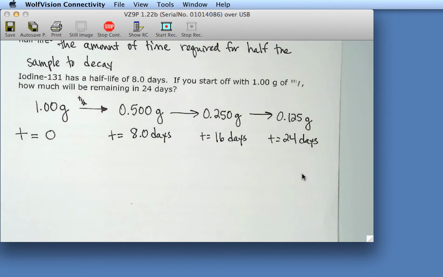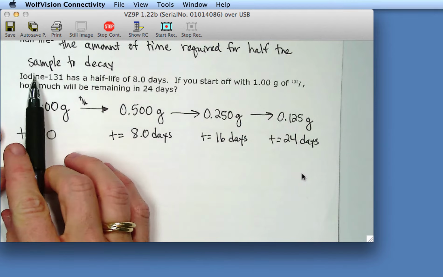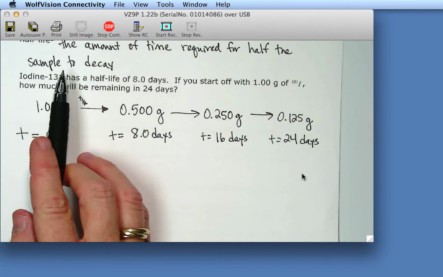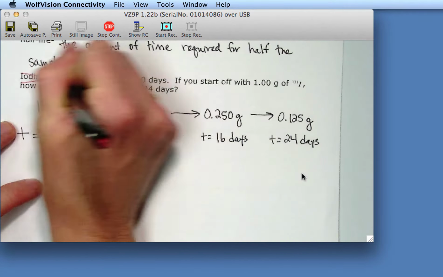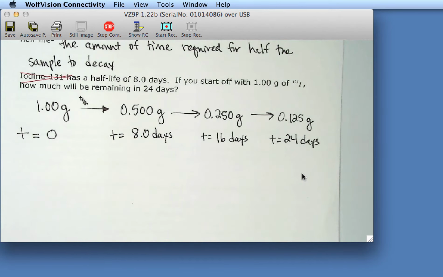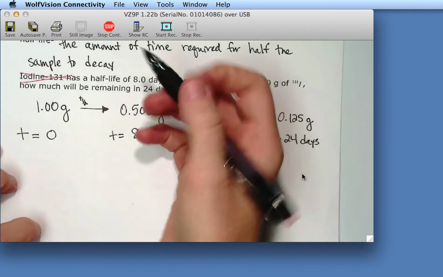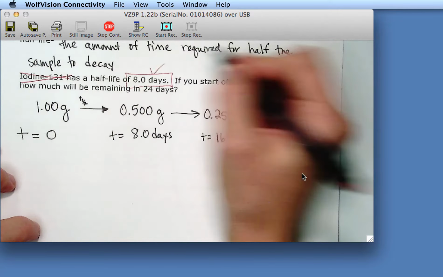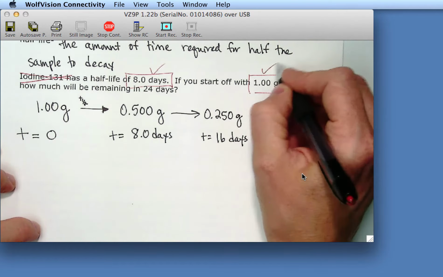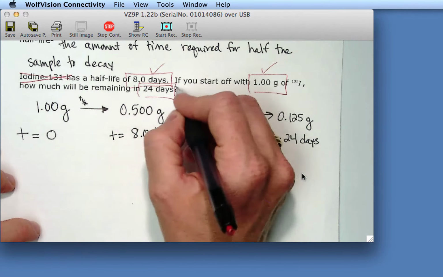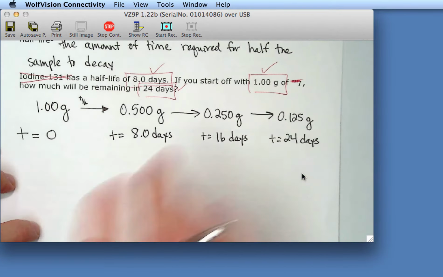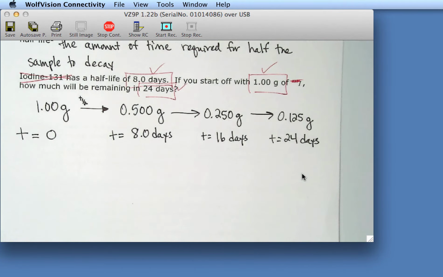Now, a couple of other things about this problem. It does not matter. Iodine 131, that's just telling you the isotope that's decaying. Cross out this number. I don't want you to take 131 and divide it by 2 and divide that by 2. You're looking for the quantity. Now this half-life, that's important. This is important, and this is important. But the 131, don't get trapped by thinking that's your starting quantity.